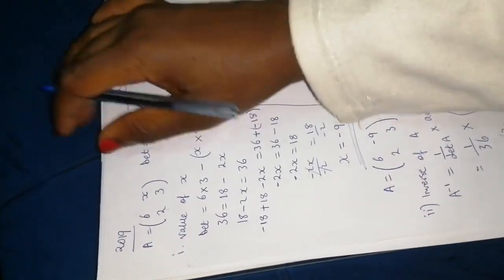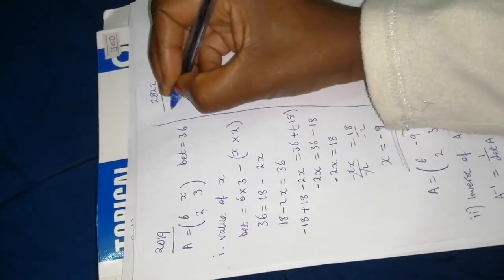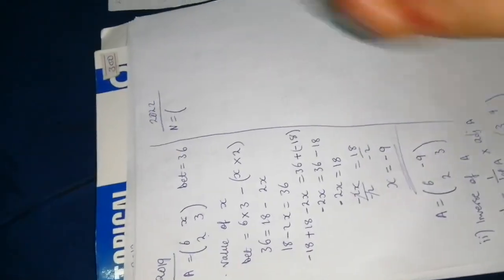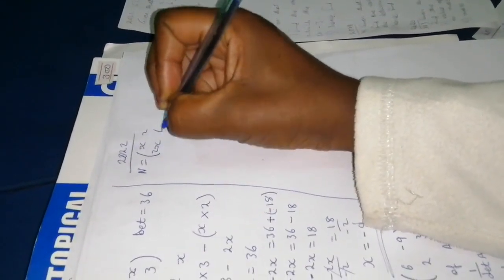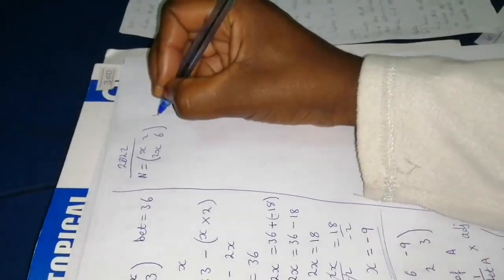2022 GCE, the question says, given that matrix n equals x, 2, 2x, and 6, find the value of x for which the determinant of n is 8. Hence or otherwise write inverse of n. So we have matrix n with elements x, 2, 2x, and 6. Then we are told that the determinant is 8.